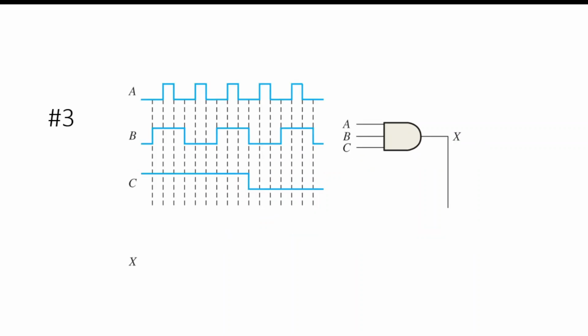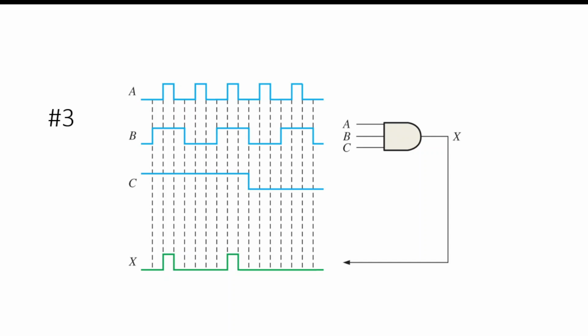Example number 3. This is a 3-input AND gate. And the answers. Now you'll notice that there's only 2 times that this goes high, and that's because in an AND gate, you need all 3 to be high at the same time. So that's high, and that's high. Over here, we can see a high, and a high. Example number 4.